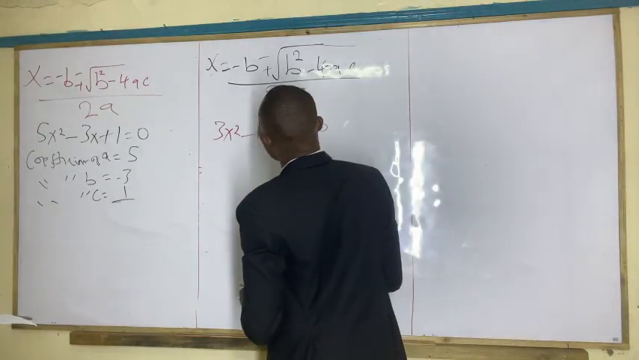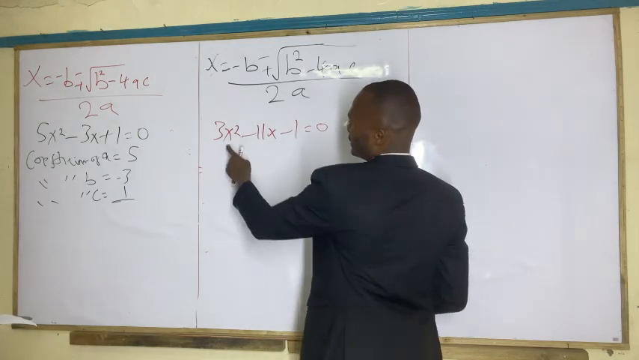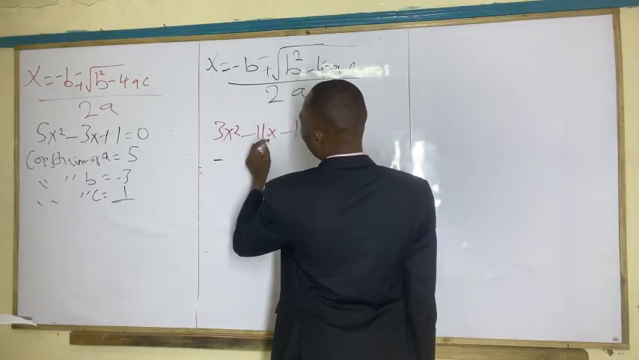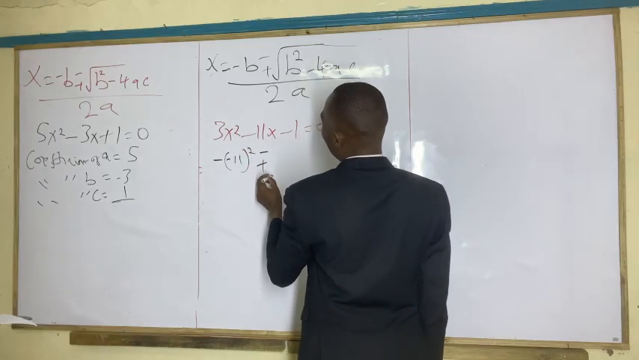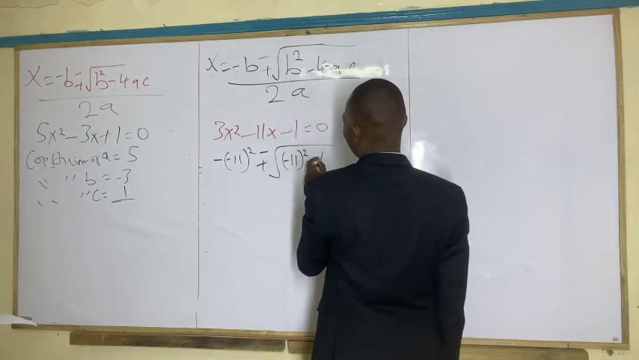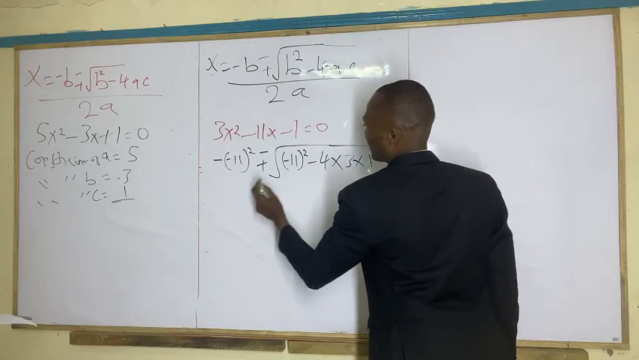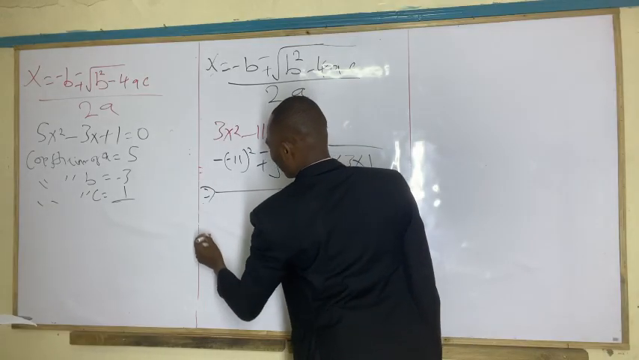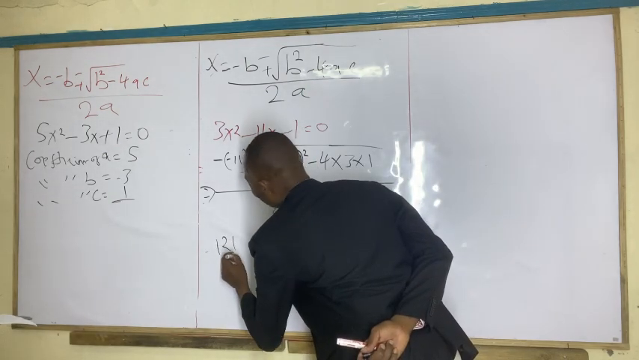Fine. So let us substitute. So this is ABC. Fine. So we have negative B, negative 11, plus or minus the square root of B squared, negative 11 squared, minus 4 times A which is 3, times C which is 1, over 2 times 3. So what are we getting? 11 squared is 11 times 11, which is 121.